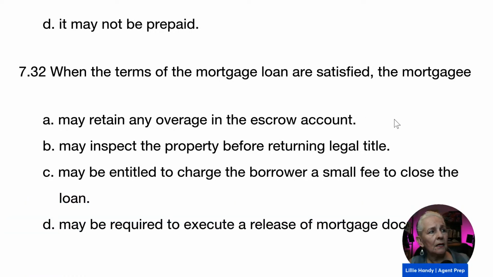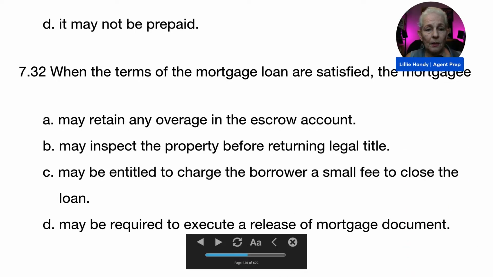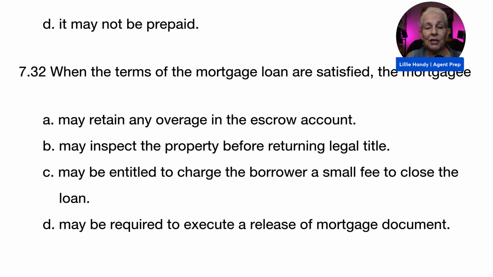731C. 732. When the terms of a mortgage loan are satisfied, the mortgagee, the lender, right? A, may retain an overage in the escrow account. B, may inspect the property before returning legal title. C, may be entitled to charge the borrower a small fee to close the loan. Or D, may be required to execute a release of mortgage document.